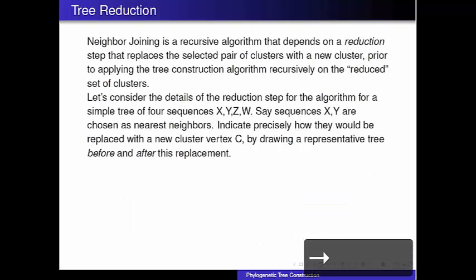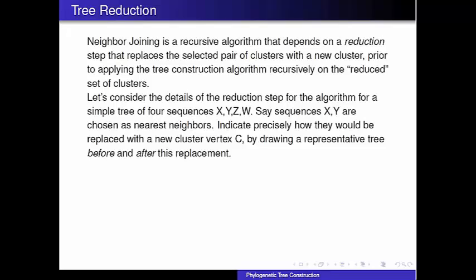Okay, so that then gives us our first step of the cycle, namely how are we going to pick neighbors? Well, we're going to compute this improved or corrected pairwise distance function and choose its minimum. That gives us a pair, and now we consider those to be neighbors.